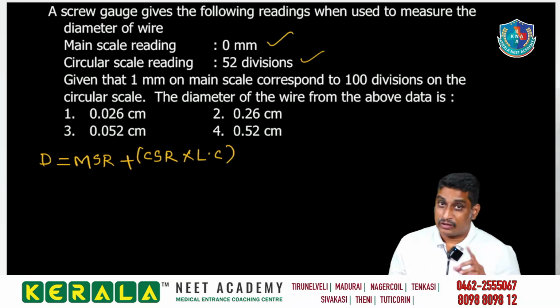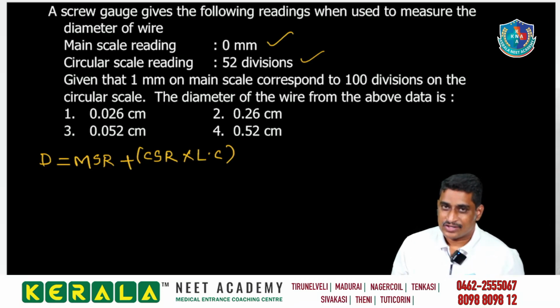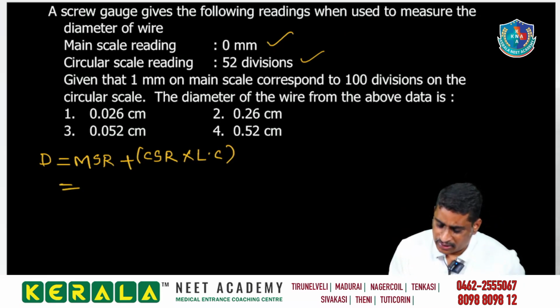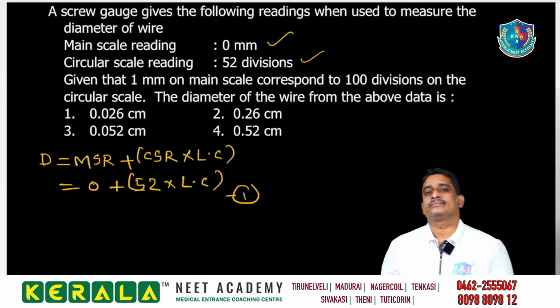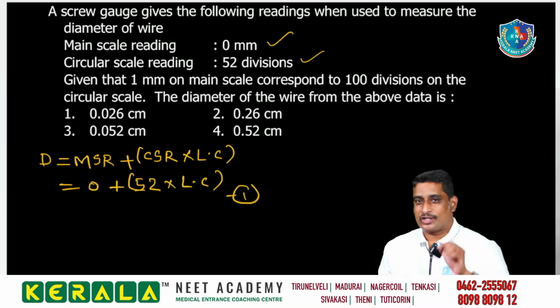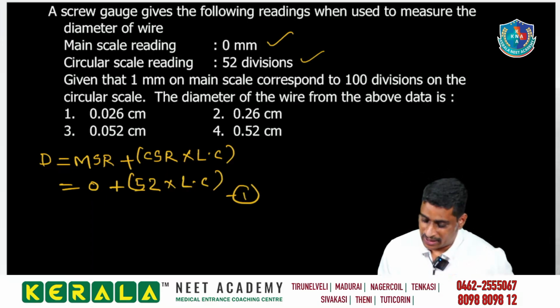If you come to the case of vernier calipers, in a similar way, final reading will be given by main scale reading plus vernier scale coincidence into least count. These two formulas, thoroughly practice them. Okay, here main scale reading they have given 0 millimeters plus circular scale reading they have given 52 into least count. So least count also very easily you can calculate from the data what they have given.